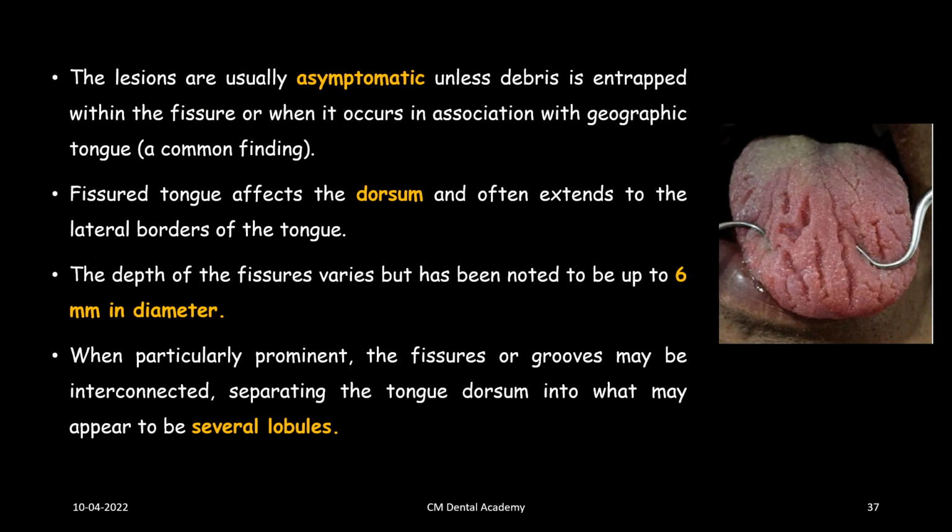The lesions are usually asymptomatic unless debris is entrapped within the fissures or when it occurs in association with geographic tongue. Fissured tongue affects the dorsum and often extends to the lateral borders of the tongue. The depth of the fissures varies anywhere between 2 to 6 millimeters. When particularly prominent, the fissures or grooves may be interconnected, separating the tongue dorsum into what may appear to be several lobules.